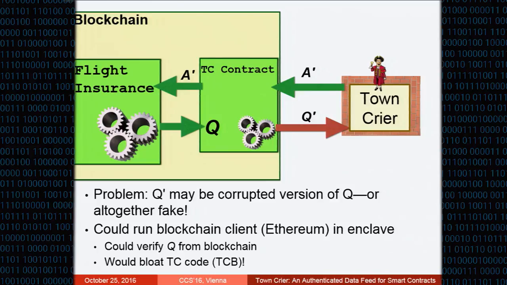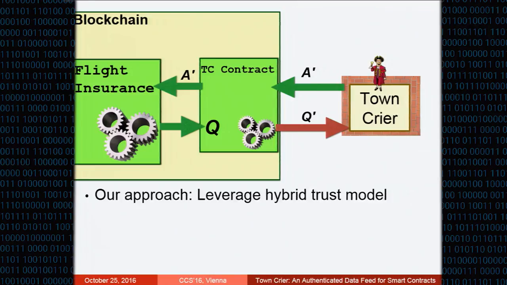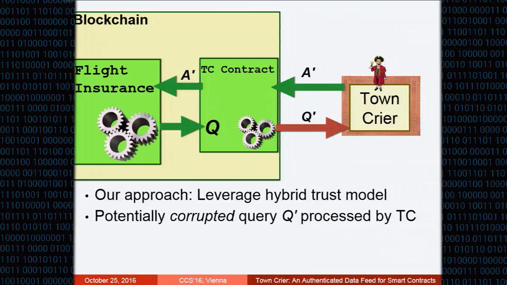Our approach instead leverages this hybrid trust model. We will use these three green arrows to deal with this red one. The way it works actually is pretty simple.